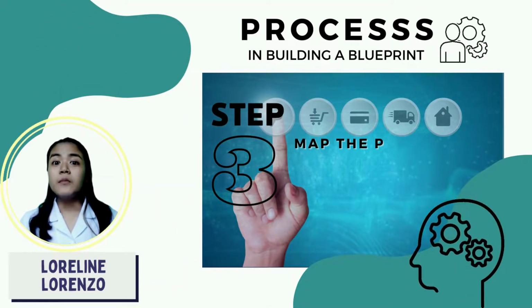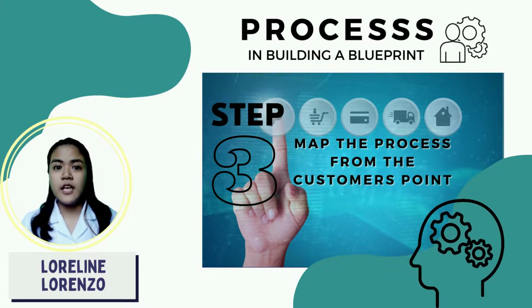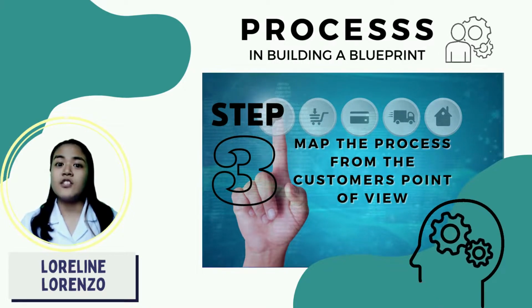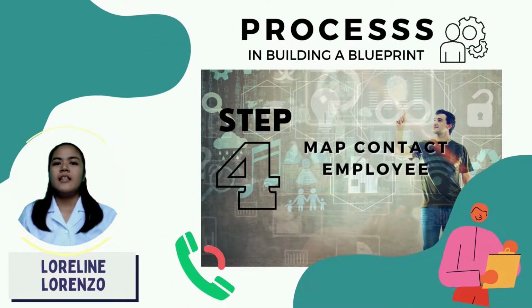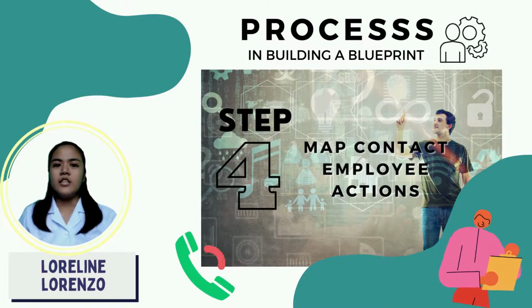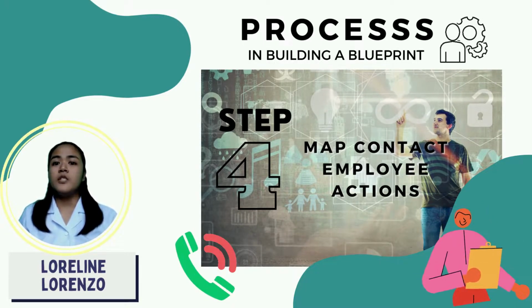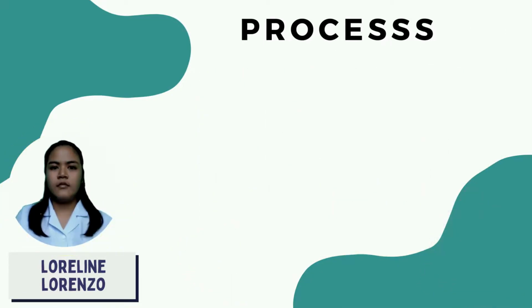Step 3. Map the process from the customer's point of view. You can understand the view of the customers by focusing on how they initiate the service, the choices they make, and so on. Step 4. Map contact employee actions. These are on-stage, backstage, and technological actions. This step starts with mapping the service process of the contact employee, both front stage and backstage.